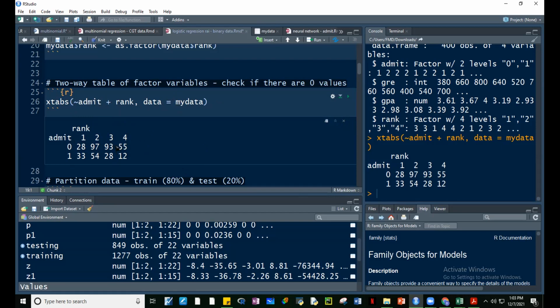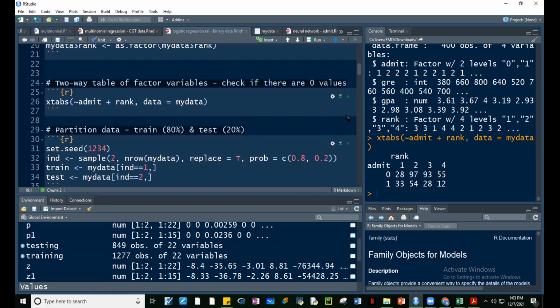We can, of course, guys, get a percentage of that, but let's do that later. Okay, let's just continue first.